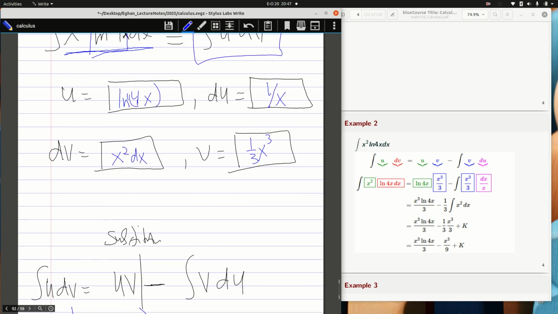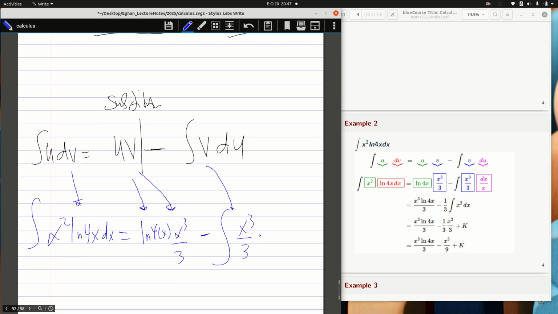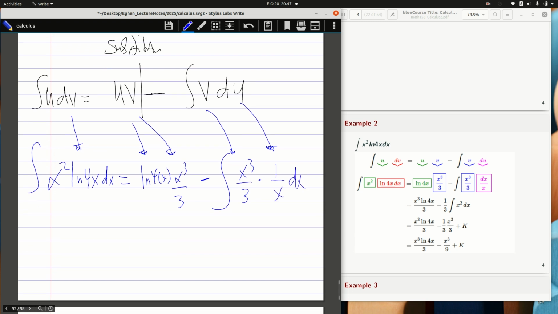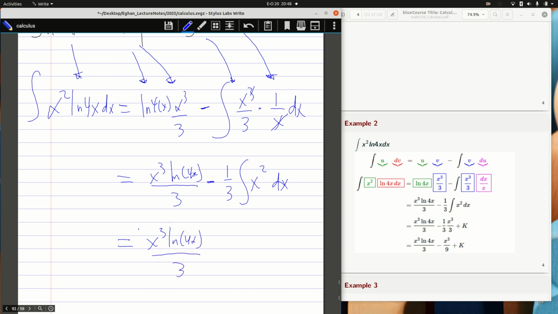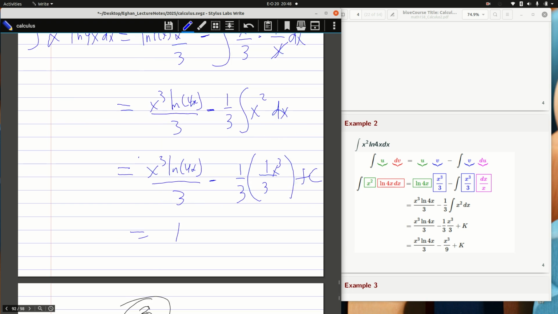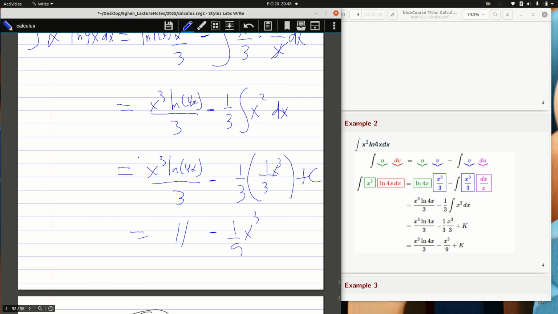I missed this out because I'm differentiating with respect to x. So du becomes 1 over x dx. Now we can simplify this down, and this gives me x cubed ln 4x all over 3, minus, this cancels this, so I get 1 over 3 out, integral x squared, it cancels one of the x, dx. So this is the same as x cubed ln 4x all over 3 minus 1 over 3. If I integrate x squared, I'm going to get x cubed over 3, and this simply gives me plus some constant of integration, minus 1 over 9 x cubed plus c. That is the final answer.